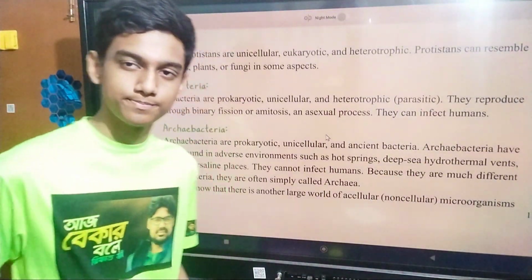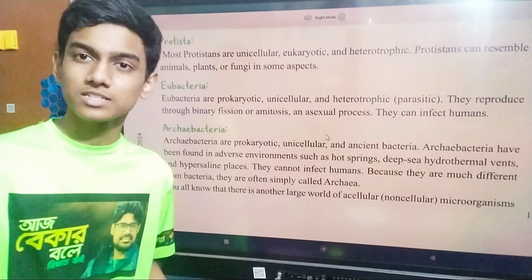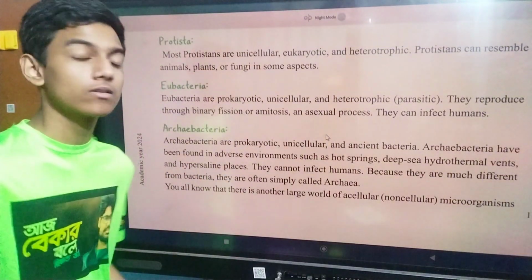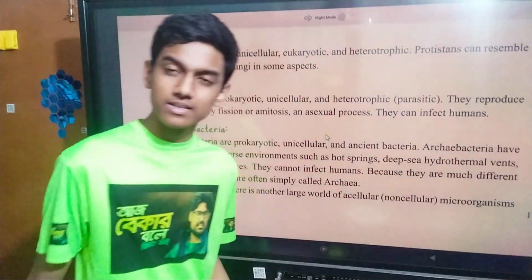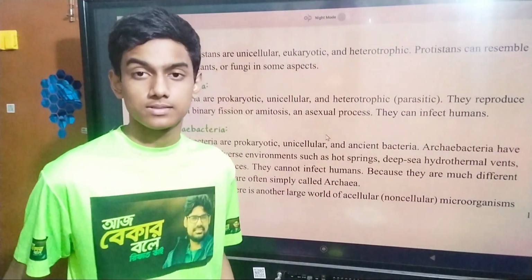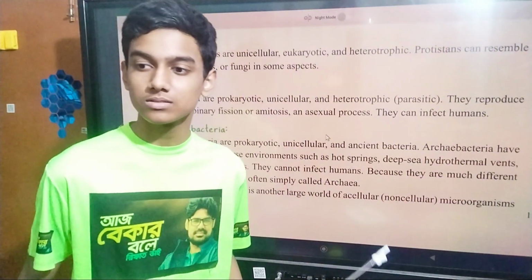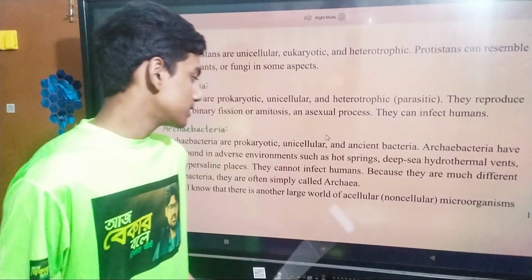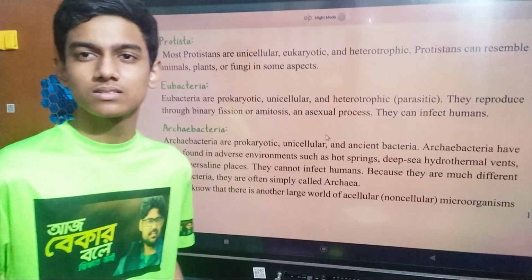They can infect humans. Archaeobacteria. Archaeobacteria are prokaryotic, unicellular, and ancient bacteria. It is a part of Monera. Archaeobacteria have been found in adverse environments like deep sea hydrothermal vents or hot springs and hypersaline places. They cannot affect us humans because they're ancient and we already created an immune system against them. And because they are much different from bacteria, they're often simply called archaea.